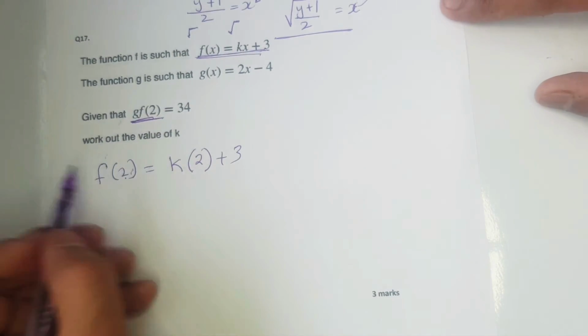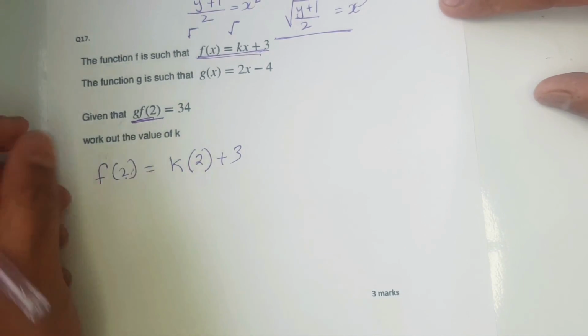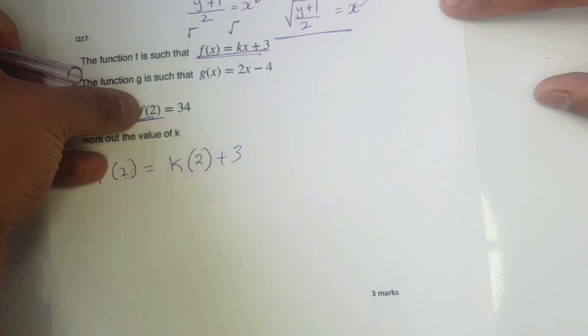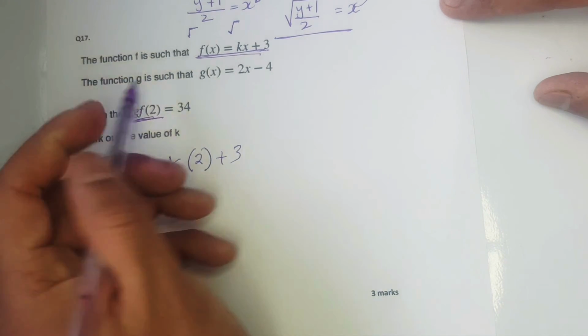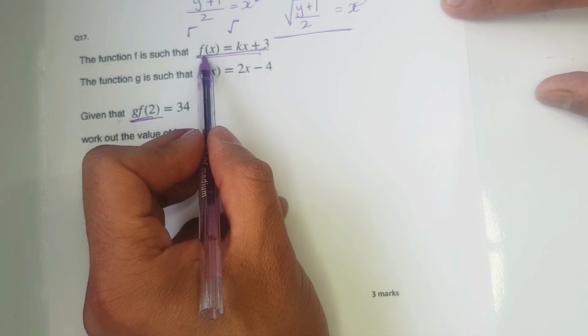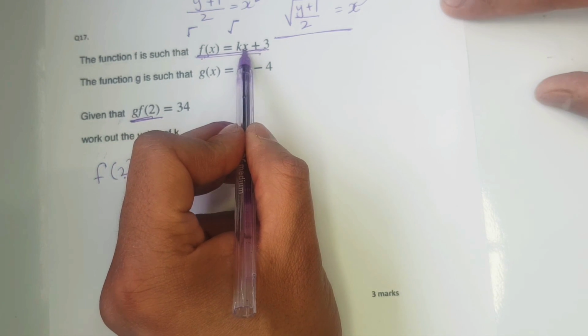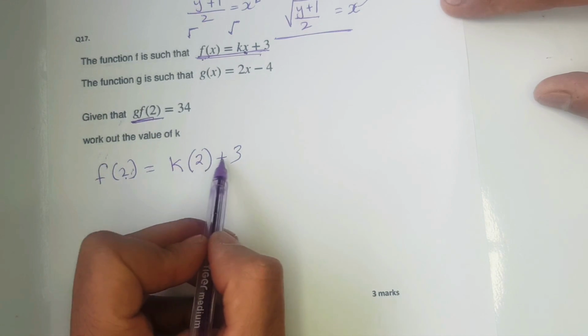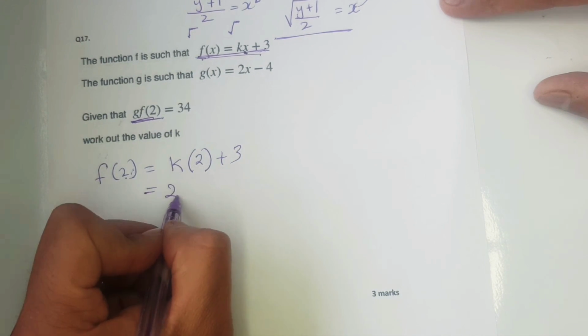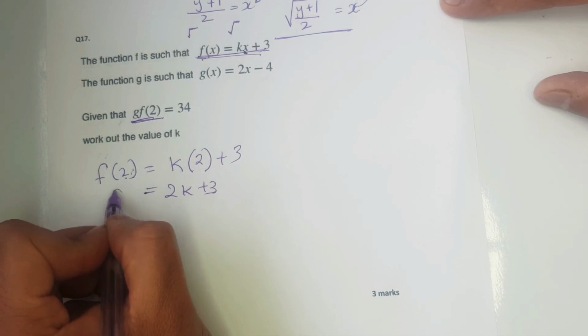So all I'm doing there is working out f of 2. We always work backwards when we do composite functions. So f of 2: wherever I see an x in the f function, I'm going to replace it with the number 2, and that's all I've done. I'm substituting it with 2, so that becomes 2k plus 3. That's my f of 2.